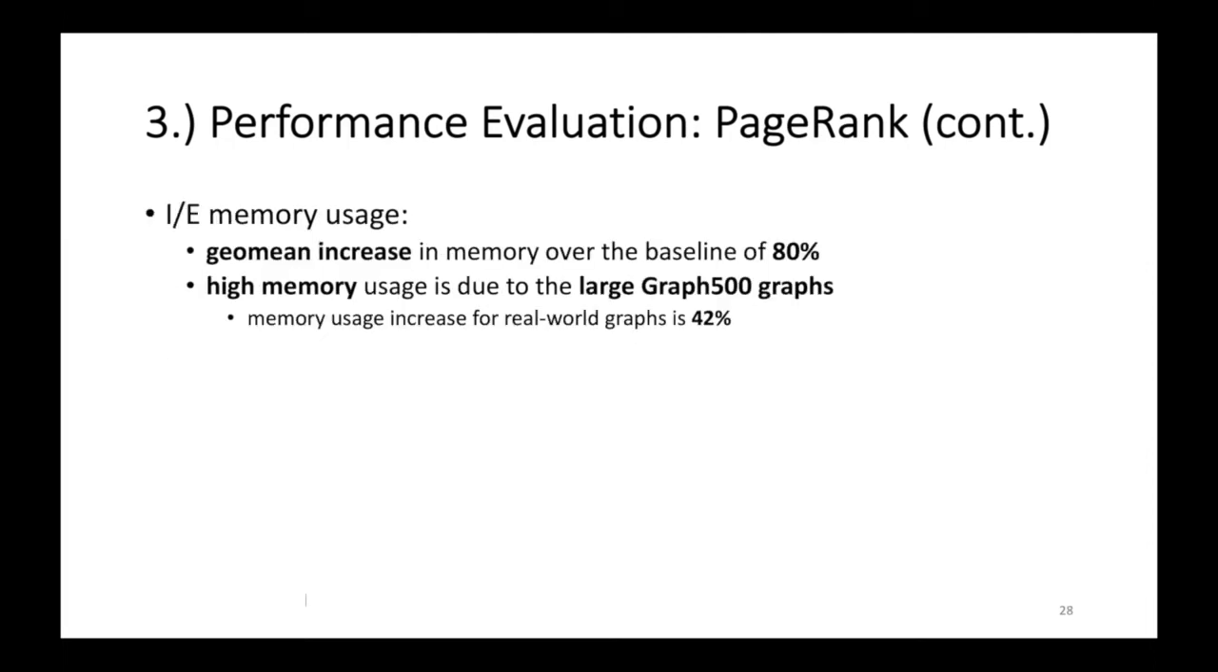The other thing to consider is the memory usage. So since we're replicating data on each locale, there will be some increase in memory. So we found that the average increase for the inspector-executor is about 80% over the baseline. So this is pretty high, mostly because of these large Graph 500 graphs. If we just look at the actual real-world data sets, it's 42%.